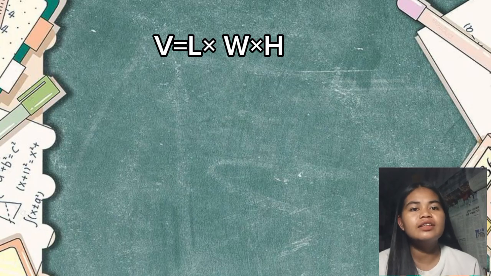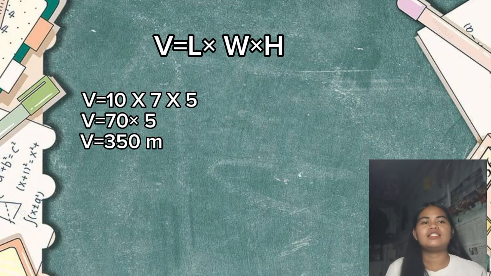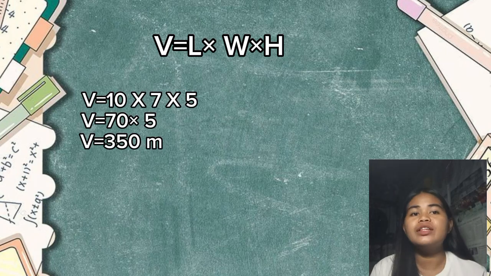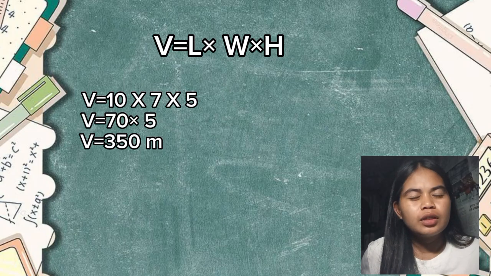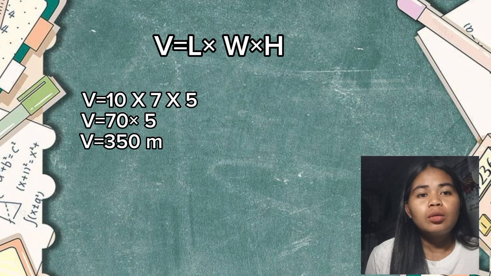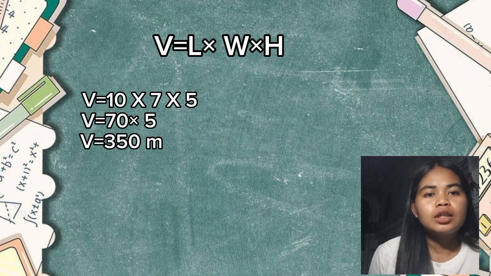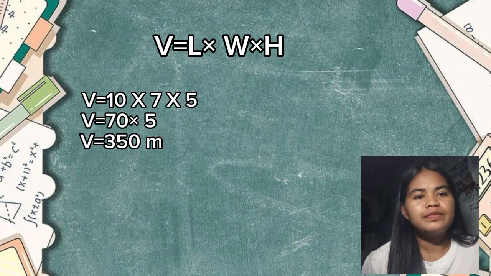First box, identify natin ang length. Ang length kay, okay, very good. It is 10 meter. Ang width kay 7 and 5 ang height. Ang atong gamit is ang rectangular prism na V equals L times W times height. Substitute nato ang length, we have 10 times 7 times 5. Then, unahon natin ang 10 times 7 equals 70 times 5 equals 350 meter.